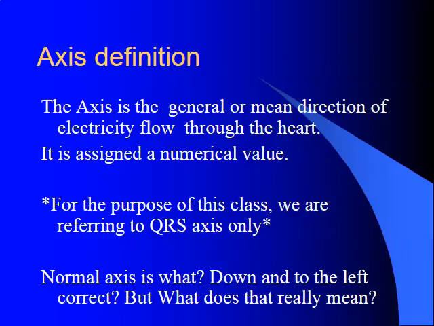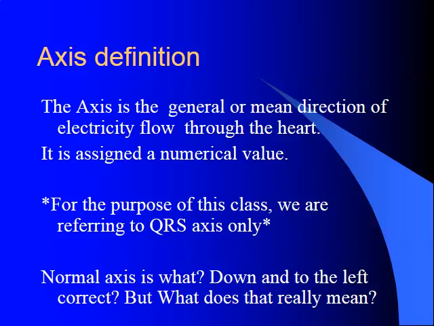So the axis is the general or average direction of electricity flow through the heart. We assign it a numerical value, and for the purpose of this lecture, we are referring to the QRS axis only. You do have a P wave axis, you have a T wave axis, but we're not going to discuss those right now. So normal axis is what?